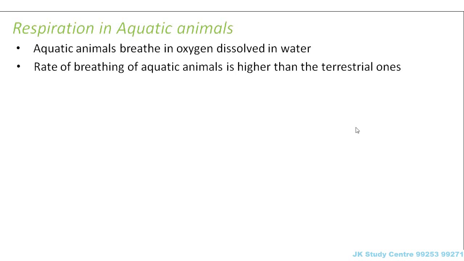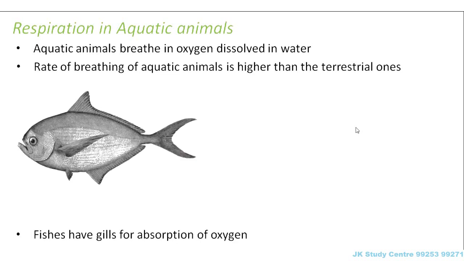breathe in oxygen from air into our lungs. We have these organs called lungs inside our body which are used for absorption of oxygen. Moreover, the amount of oxygen present in air is more, whereas the amount of oxygen present in water is comparatively lesser. If the amount of oxygen is lesser, we will have to breathe very frequently to take in more and more oxygen, and that is why the rate of breathing of aquatic animals is higher than the terrestrial ones.